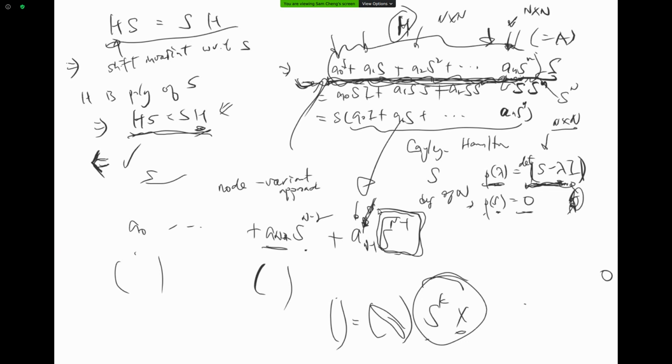But here, if I have a diagonal matrix instead, I will basically scale the input from this step here by different values for different nodes. Therefore they call this a node variant approach.